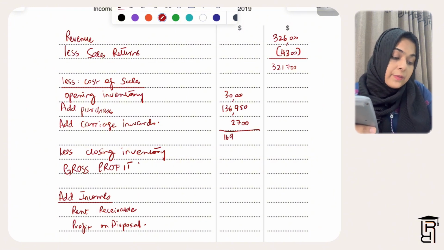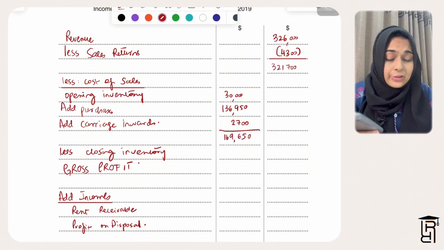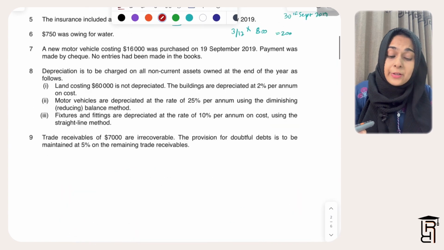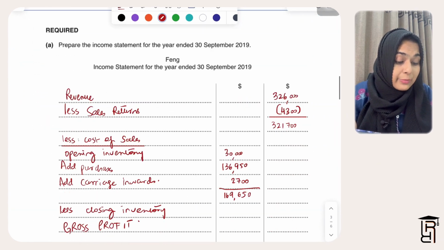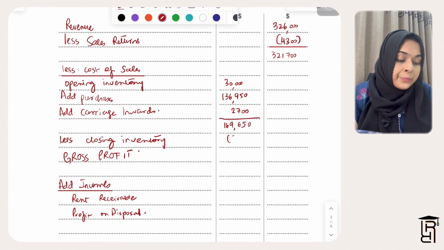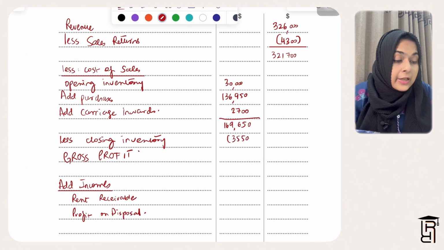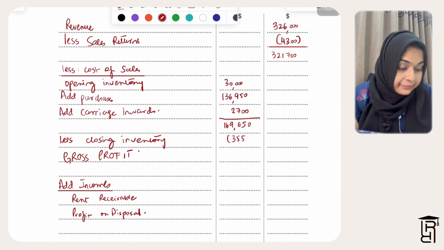It can be part of the cost of sales section in any other question, so you need to take care of that. It's also part of the format. Okay, closing inventory here is 35,550, so I need to subtract that. I've written here: less closing inventory 35,550.